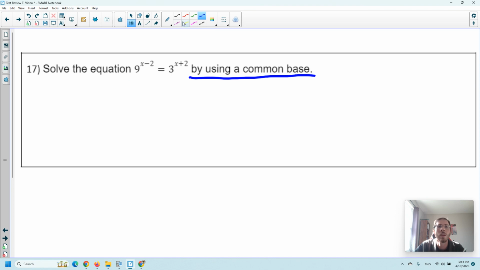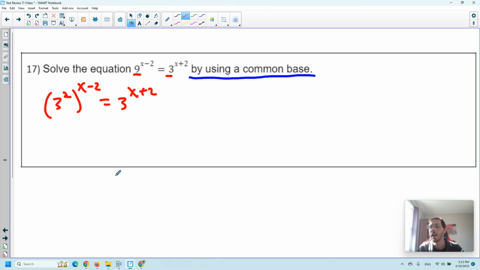use a common base. So in this case, 3 doesn't really break down into anything. 3 is just 3. We can't make 3 like 7 times 8. But 9, we actually can change. We can change 9 into 3 squared. So we got 3 squared x minus 2 equals 3 to the x plus 2.